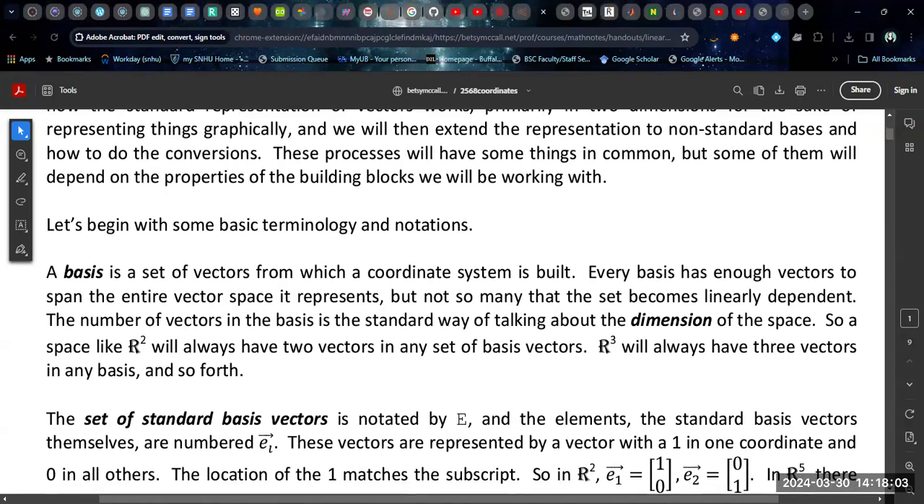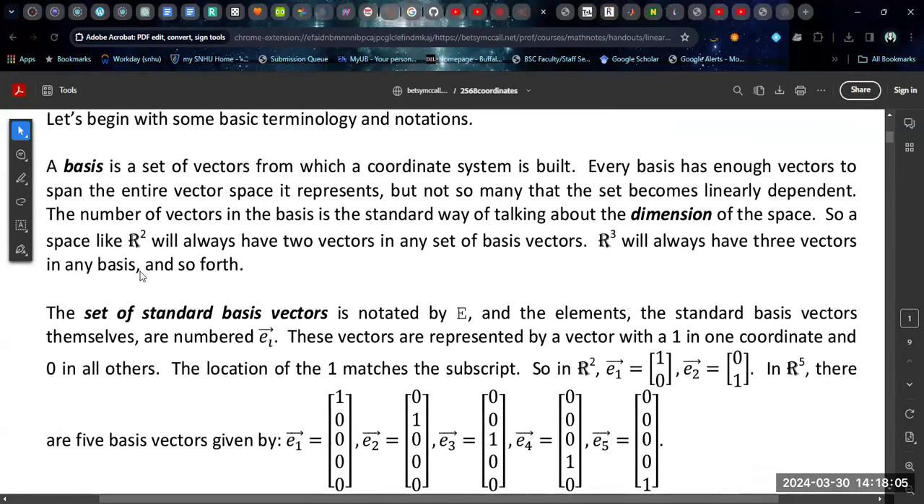All right, so let's start with some basic terminology and notations. A basis is a set of vectors from which a coordinate system is built. Every basis has enough vectors to span the entire vector space, but not so many that the set becomes linearly dependent. That ensures that we can reach every vector in the space, but also that our representations are unique.